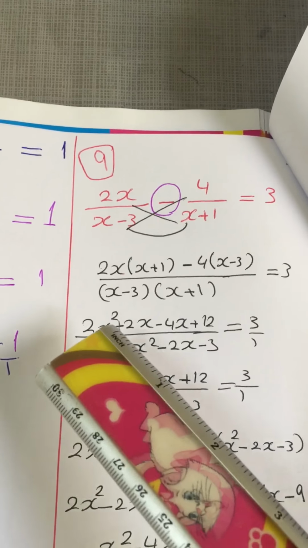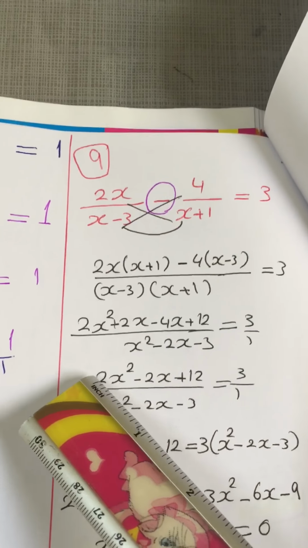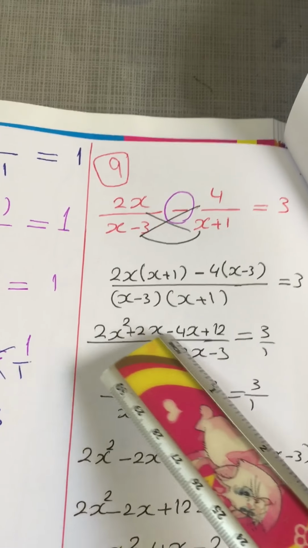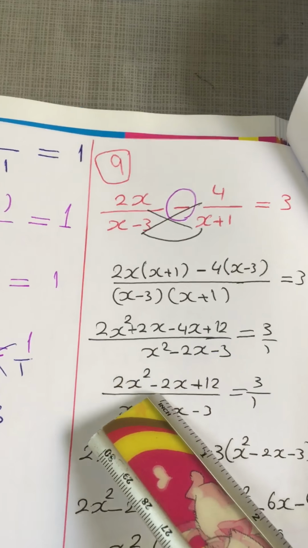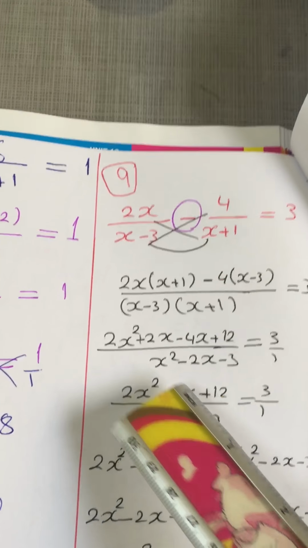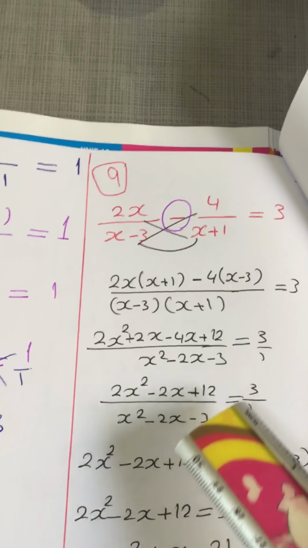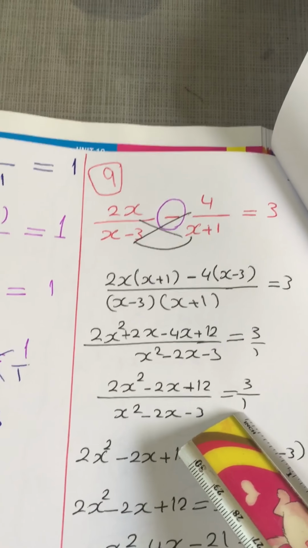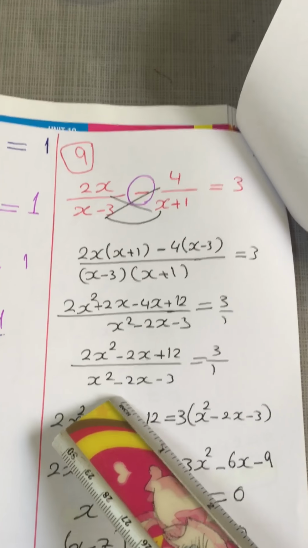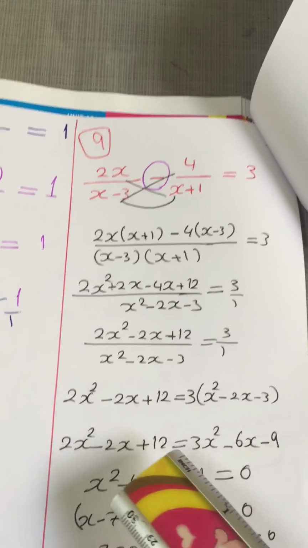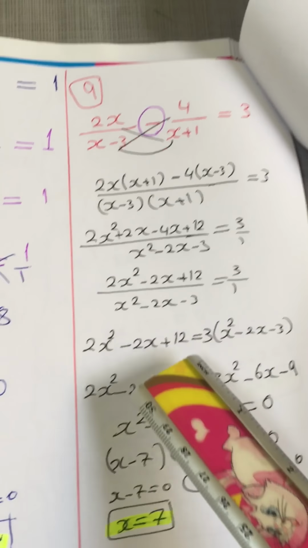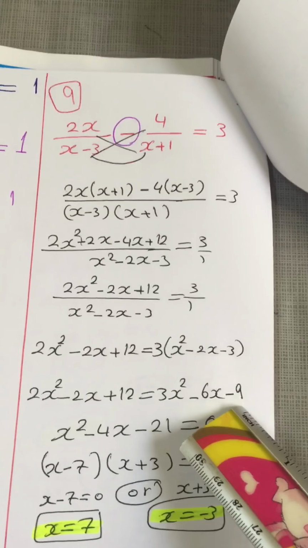In the beginning, let's collect the upper terms. You will find 2x squared plus 2x minus 4x. I'll collect the 2x and the negative 4x. Give me negative 2x, and 2x squared is still the same, 12 is still the same. Okay, and the denominator is still the same, equal 3 over 1. Make cross multiplication. So 2x squared minus 2x plus 12 equal 3 times these terms. So 3 times x squared equal 3x squared. 3 times negative 2 equal negative 6x. And 3 times negative 3 equal negative 9.